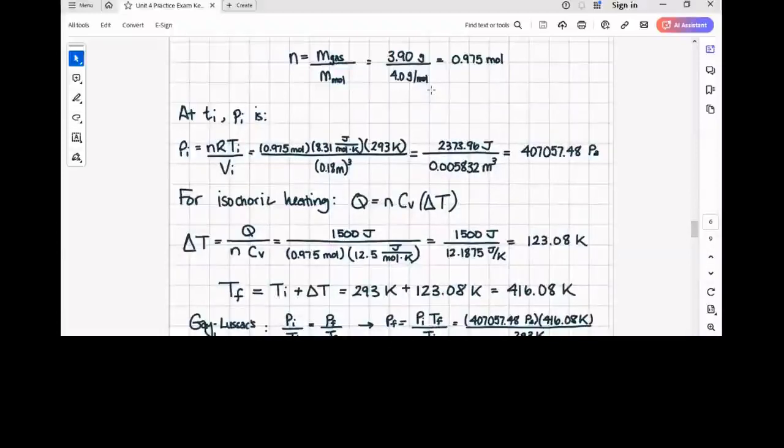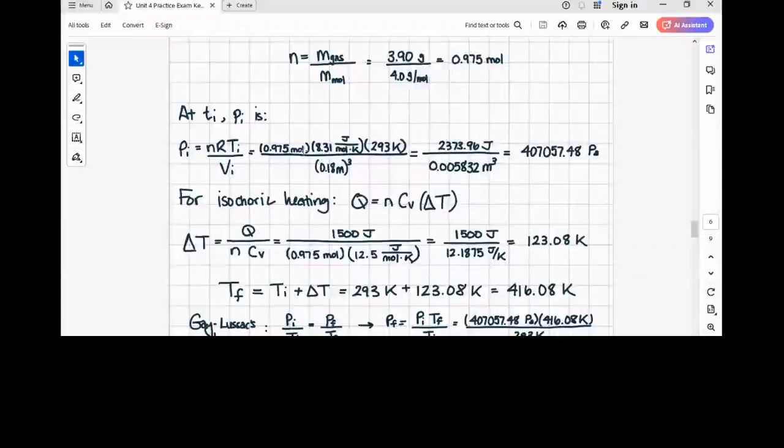This is not the type of thing that I would require you to have memorized. If it's going to be relevant on an exam question, that would be given to you unless it was the thing that you were solving for. So 3.90 divided by 4 gives me 0.975 mole.